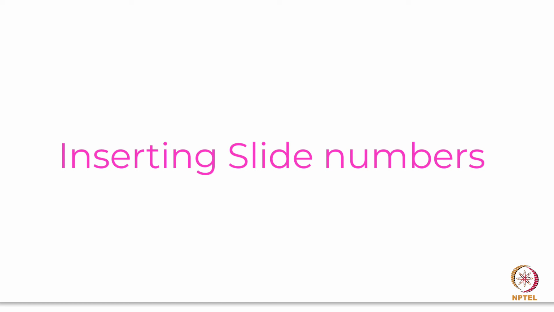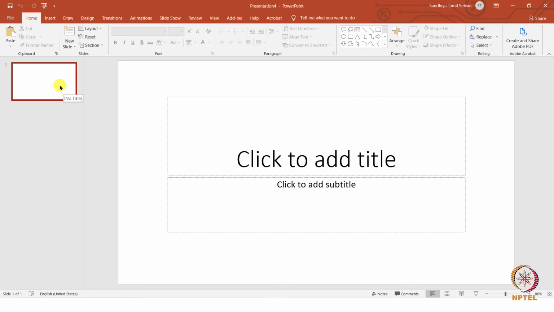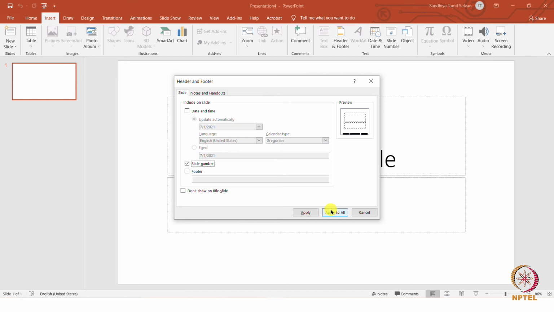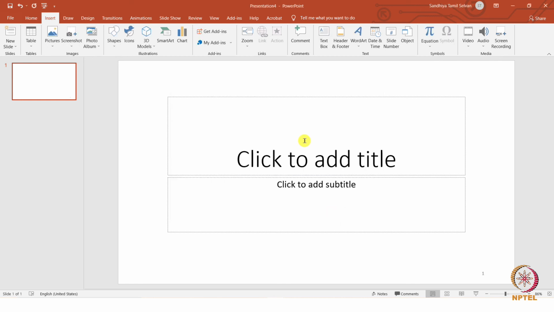Slide numbers. Slide number is an essential part of most presentations. To add a slide number to your presentation, go to Insert and select the Header and Footer from the text group. A dialog box will open. You have to select the slide number checkbox option in it. Select Apply to All. By adding the slide numbers this way, you cannot format it.